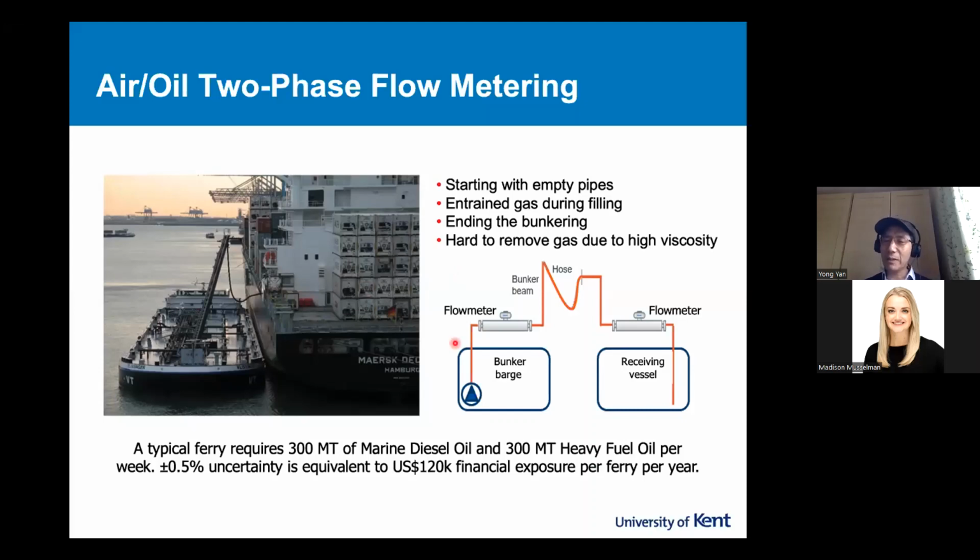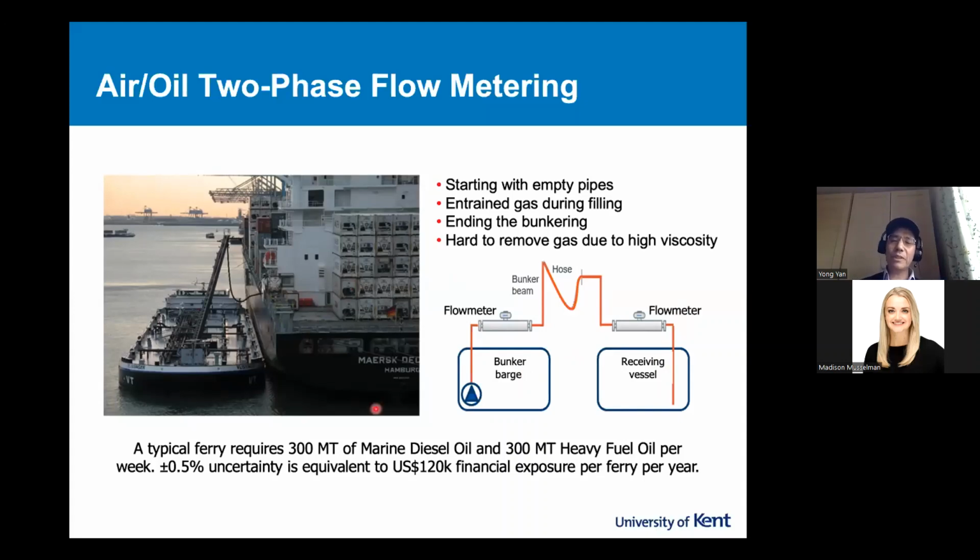If you look at the diagram on the right hand side, the seller has a flow meter. The buyer also has a flow meter. Each flow meter tells you how much you receive, or you sell. In fact, we have two receipts, one from the buyer, one from the seller. The two receipts are never the same. There's always a debate, a dispute. There are some high profile legal cases in the marine industry.